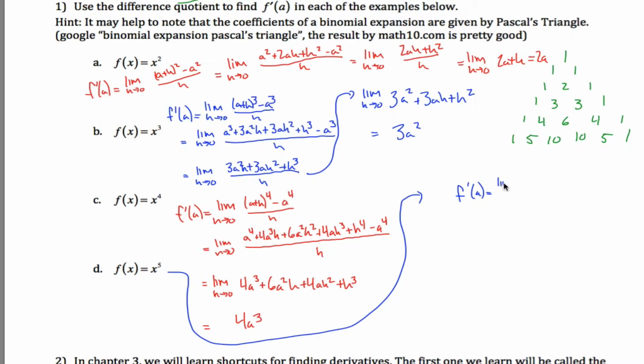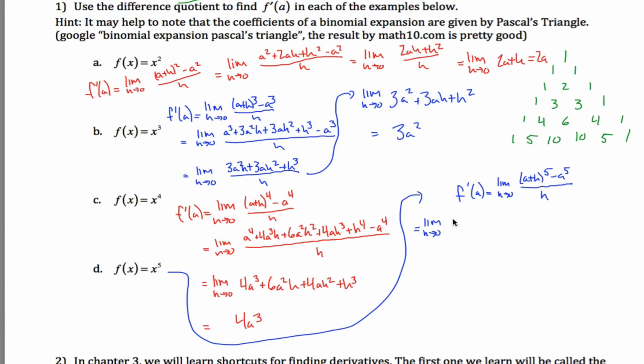The limit as h approaches 0 of (a plus h) to the fifth power minus a to the fifth, all divided by h. Okay, so I could expand (a plus h) to the fifth. I could FOIL over and over and over, but it would be pretty miserable to do so. Fortunately, I've got Pascal's triangle to save the day.